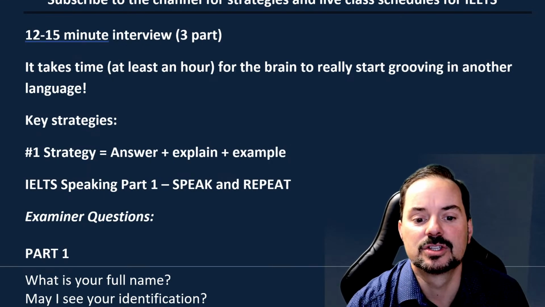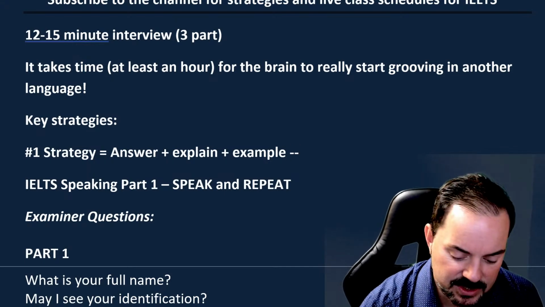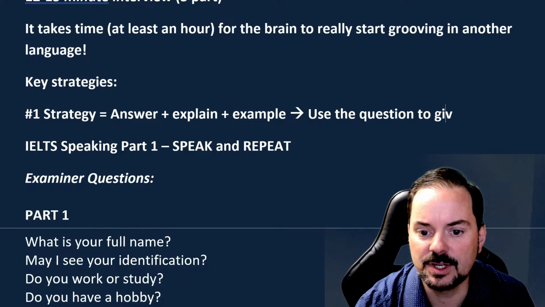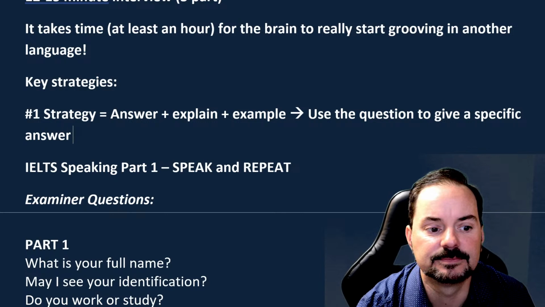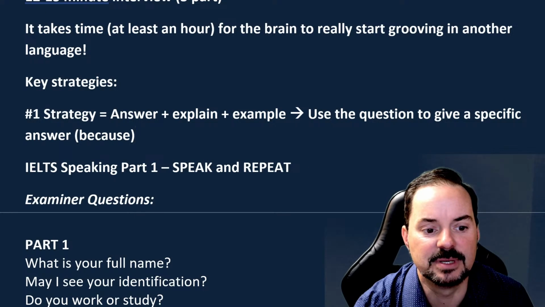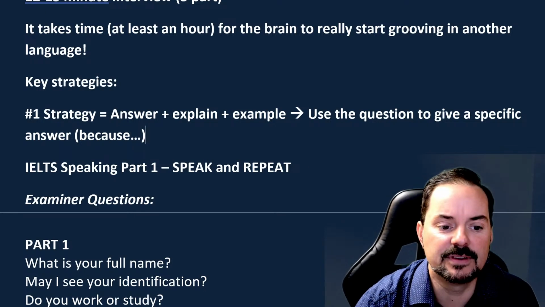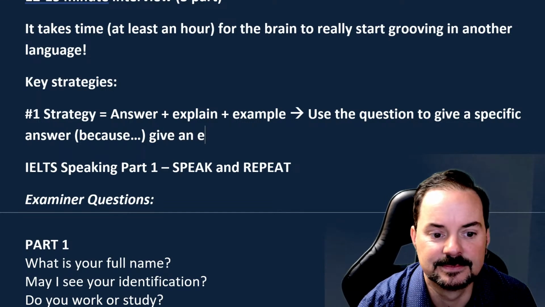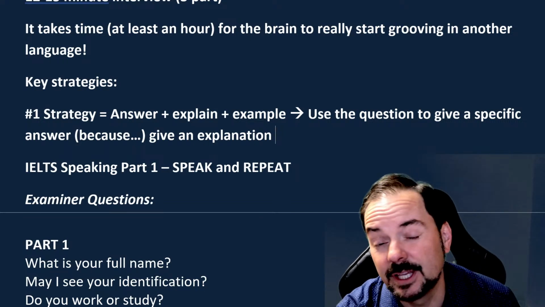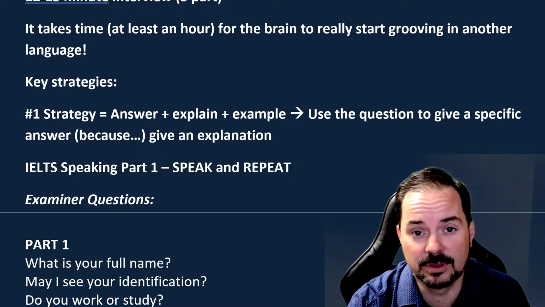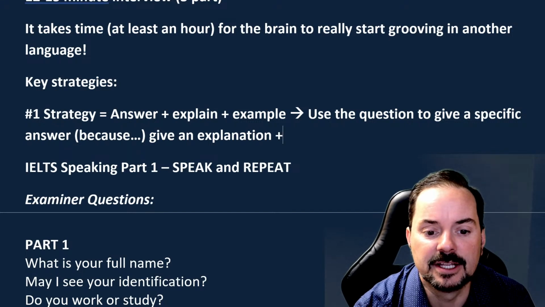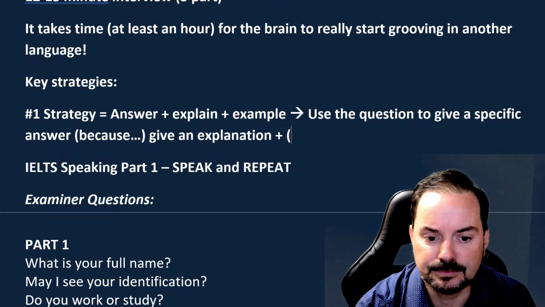So what I mean is when you're thinking about answers, you should always use the question to give a specific answer, add the word because, as a result, so any cause and effect, give an explanation, and then oftentimes think about the example. Even if you're thinking about the example, when I see candidates doing this, they still sometimes forget for some questions. So it's always good to think about an example.